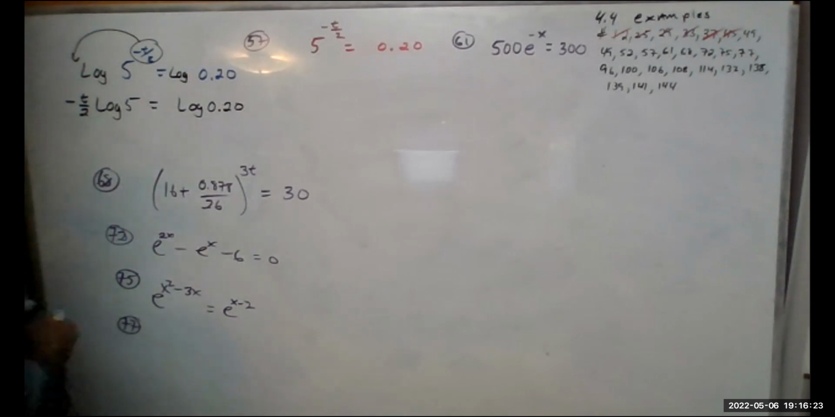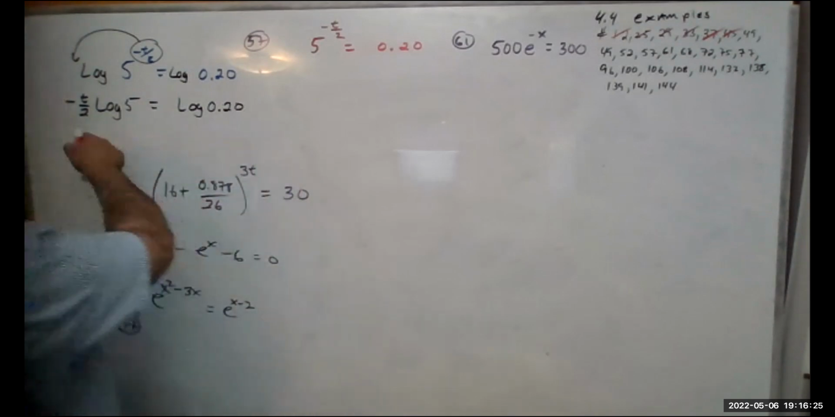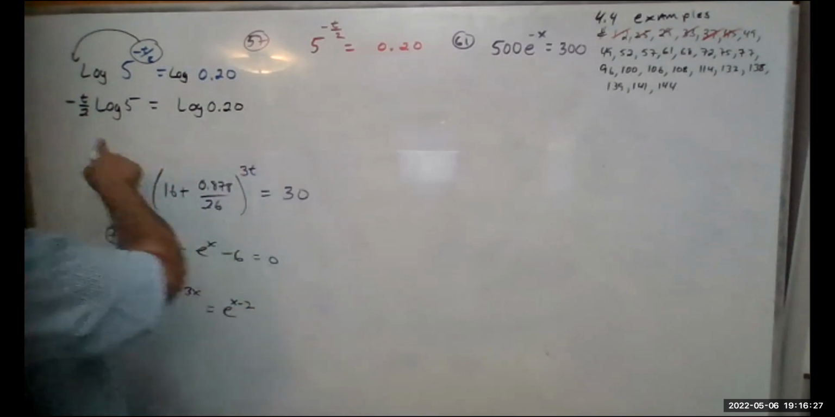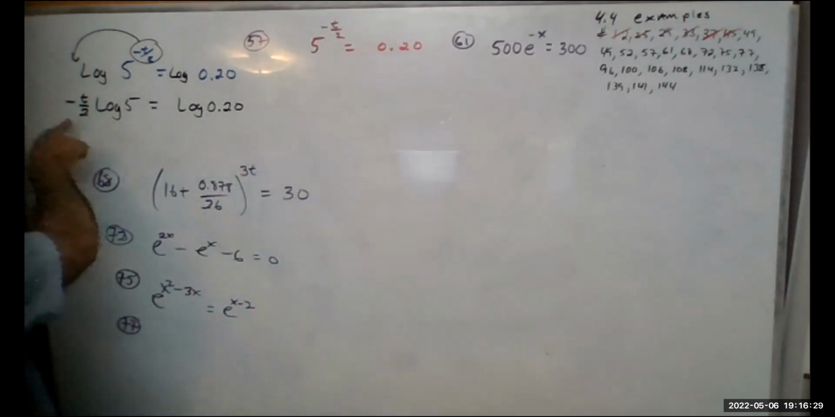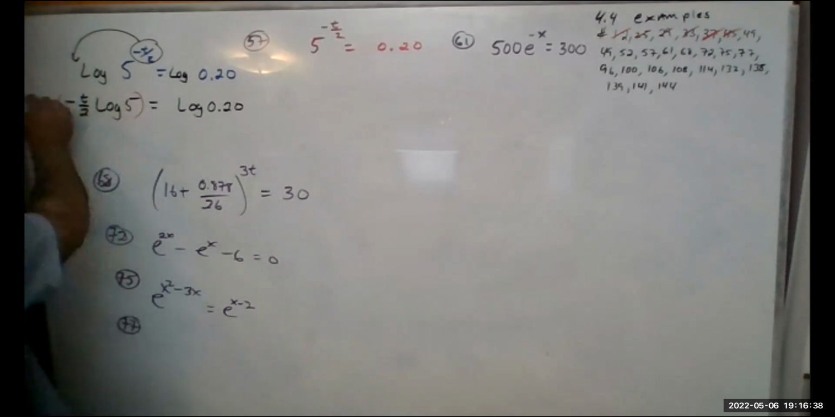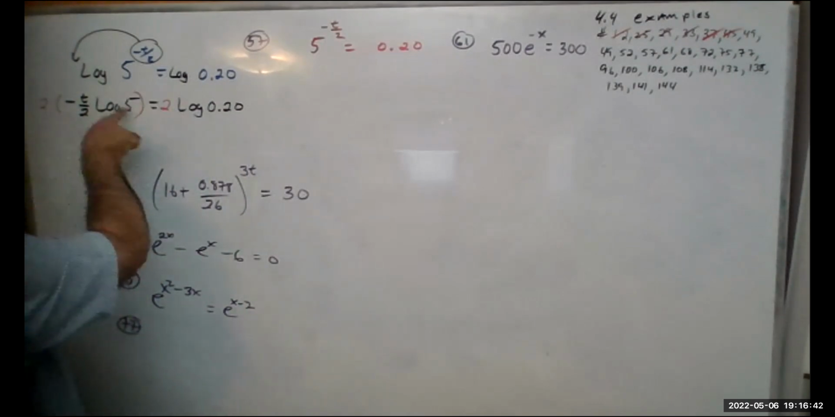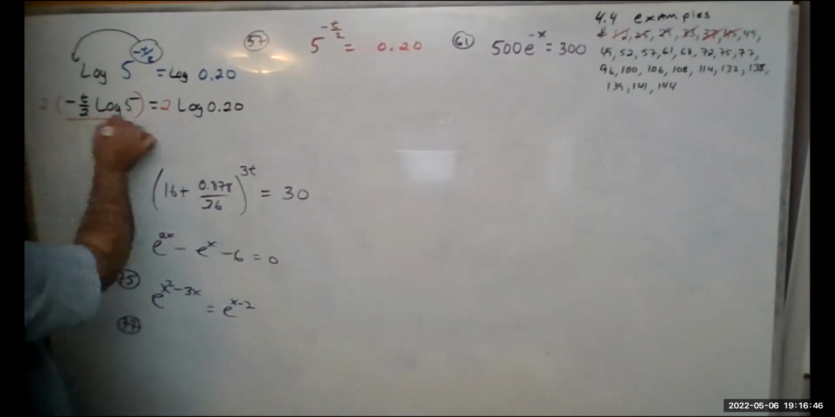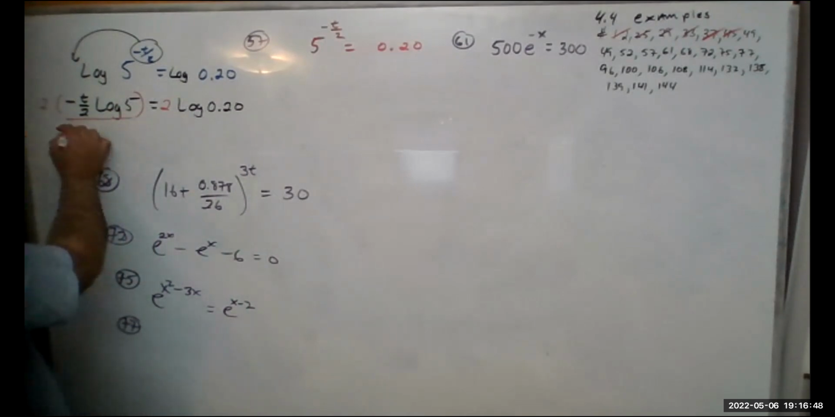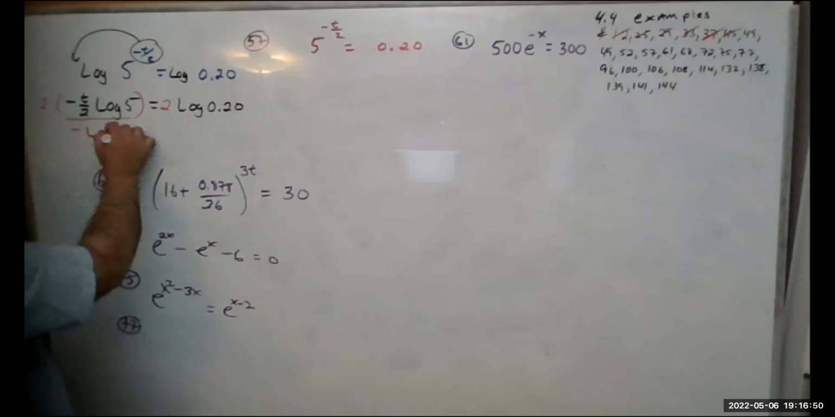Okay. So I have to move it over here. Because I'm solving for t, it's being divided by 2. I'm going to multiply both sides by 2. Because it's being multiplied by negative common log of 5, I'm going to divide both sides by the negative common log of 5.